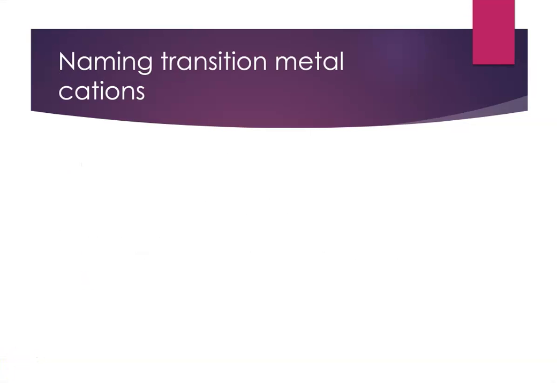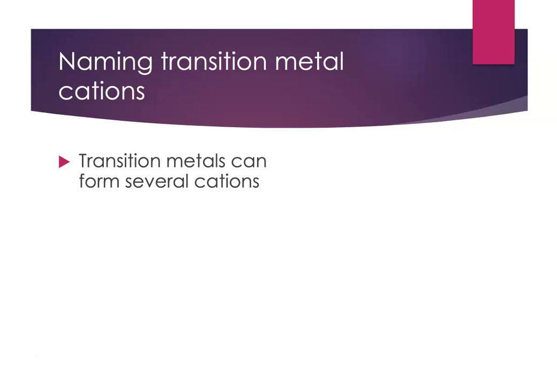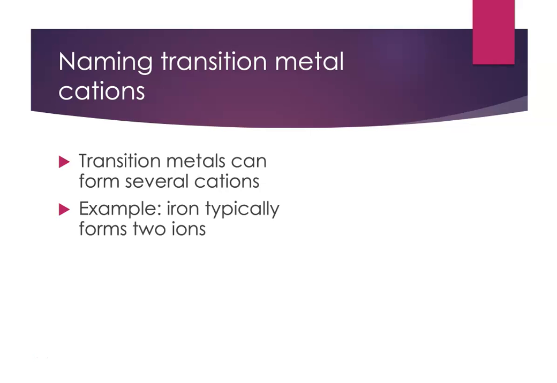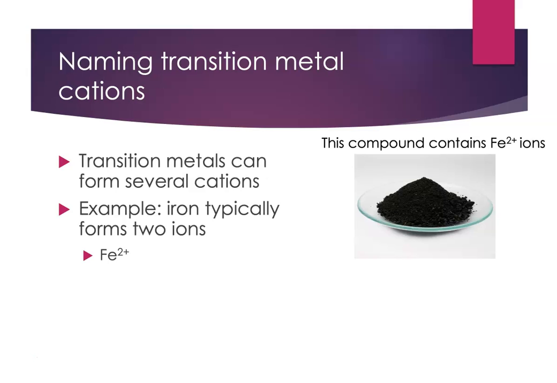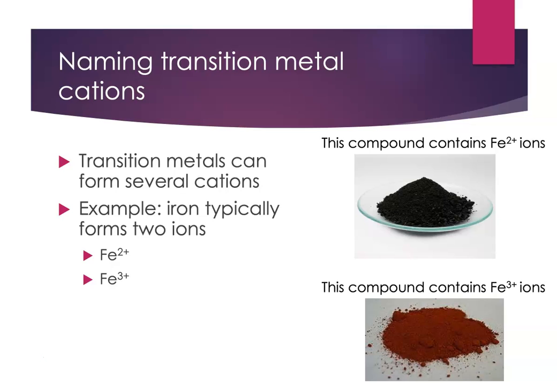Okay, so in order to do this successfully, we need to know how to name transition metal cations. One of the hallmarks of this category of elements is that they can form several different cations with different charges. For example, the metal iron typically forms one of two ions. It might form the Fe2+ ion. Here's a compound that contains Fe2+ ions. Or it might form the Fe3+ ion. Here's a compound that contains Fe3+ ions. Notice they have different colors. We often see that with our transition metals. But how do I know which one I'm talking about? If I just say an iron ion, do I mean the 2+ ion or the 3+ ion? I need to indicate this clearly in the name.